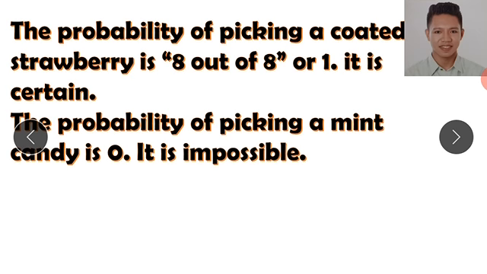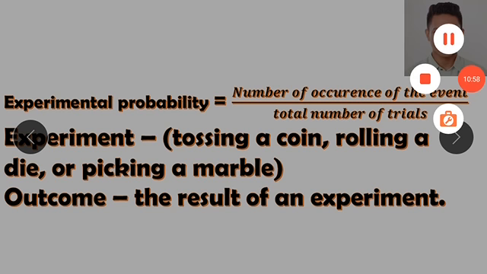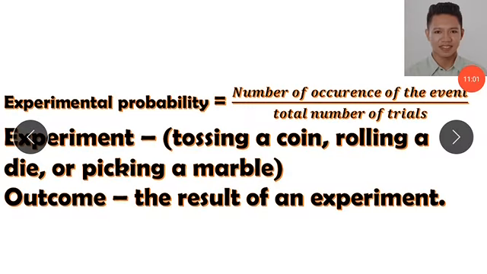Only strawberries. So this one is the formula for the experimental probability. The numerator is the number of occurrences of the event, and the denominator is the number of trials. So I will repeat, the numerator is the number of occurrences of the event, and the denominator is the total number of trials. For example, I flip the coin 10 times. After flipping the coin, I recorded that it shows 3 heads and 7 tails.